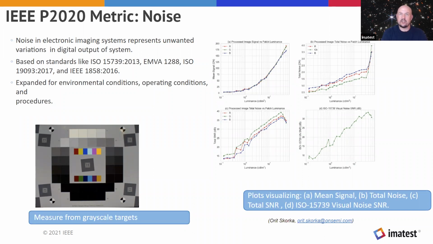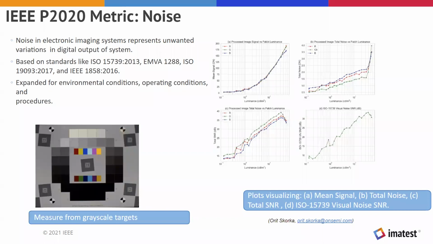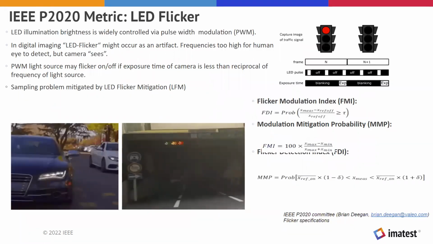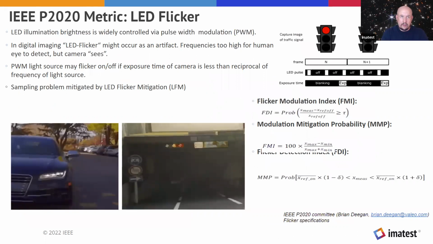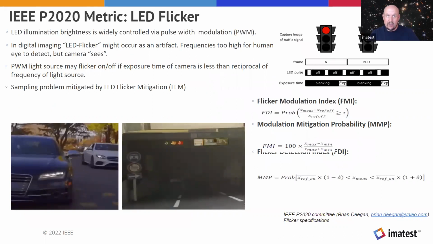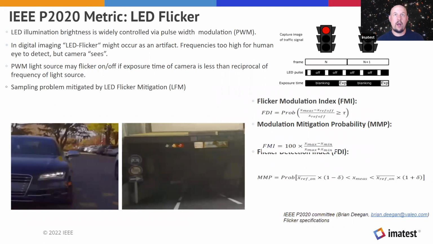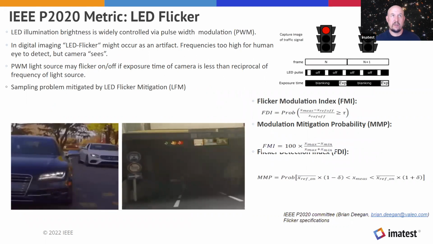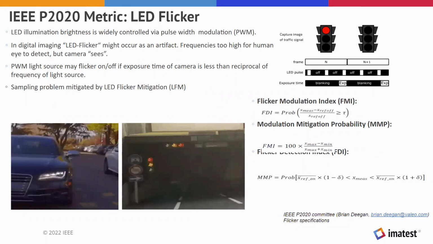For noise measurements, we're extending the ISO and EMVA standards to account for different environmental conditions, trying to match the type of conditions you'll face in your camera. This is the EMVA-type standard used in P2020 to test noise.